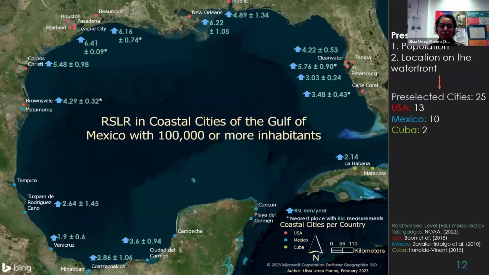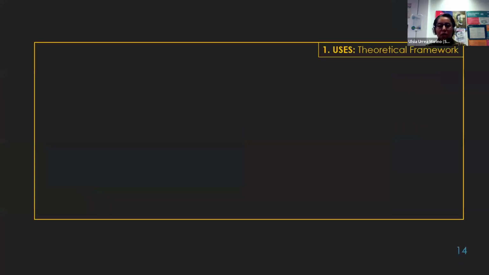So after applying these criteria, the result is 25 cities, 13 in the US, 10 in Mexico, and 2 in Cuba. And the map shows you the relative sea level rise, which means the sea level rise that happens very locally. That doesn't mean that it is the global trend all around the world. So that is important because the variation of the sea level rise in this area, as you can see, is very high from the south to the north. So that is something to take into consideration.